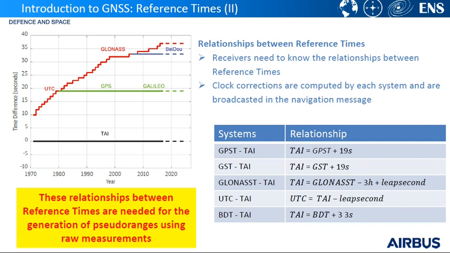Receivers need to know the relationships between reference times. In addition, clock corrections are computed by each system and are broadcasted in the navigation message. Figure on the left presents time difference between reference times. Table on the right contains relationships between reference times. These relationships between reference times are needed for the generation of pseudoranges using raw measurements.